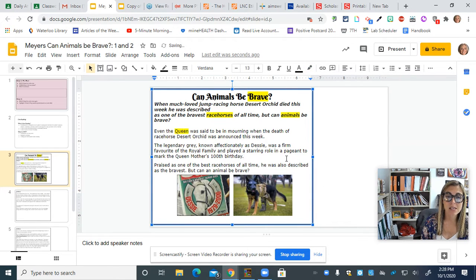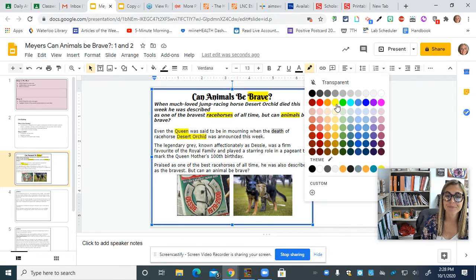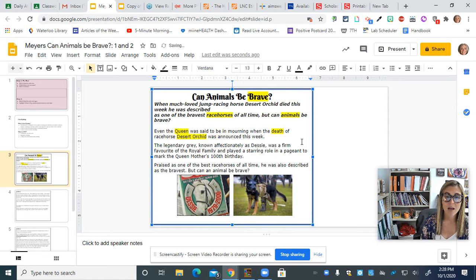I have one more. Oh, duh, Desert Orchid. And here, this is kind of morbid, but we have died and death. Those are two similar things, so I am going to do death. Okay, I feel like that's good. That's what I would do. I have 1, 2, 3, 4, 5, 6 highlighted words.